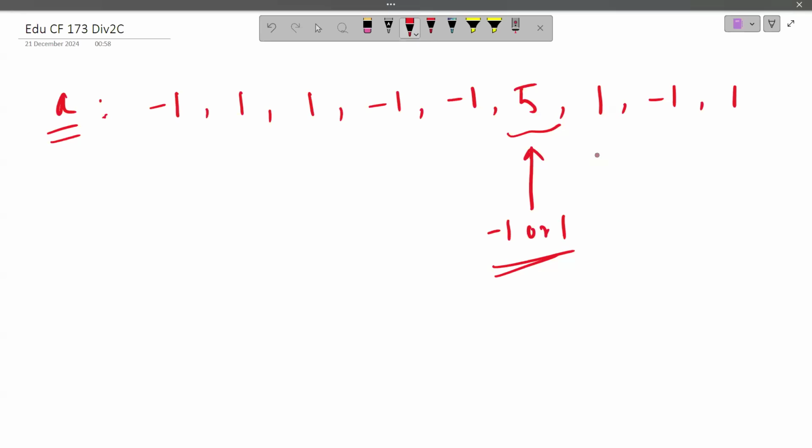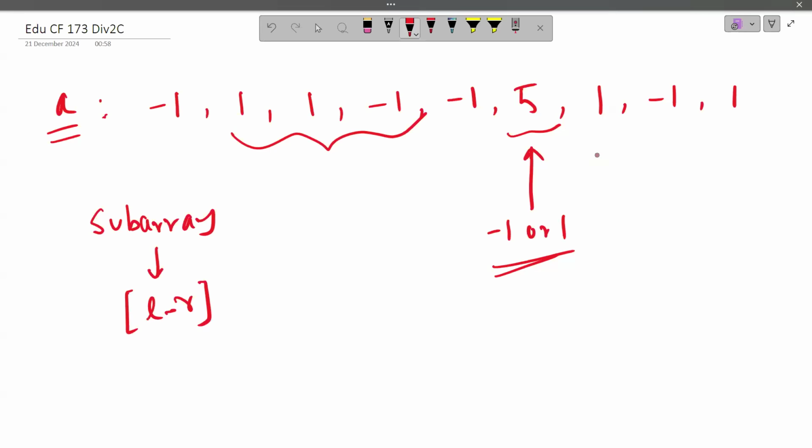Now, the question says to print all possible subarray sums. So what is a subarray? A subarray is just a contiguous segment L to R from the array. So any contiguous segment L to R from the array is a subarray. So for example, this is a subarray. And what is the sum of this subarray? The sum of this subarray is 1 plus 1 minus 1, which is 1.